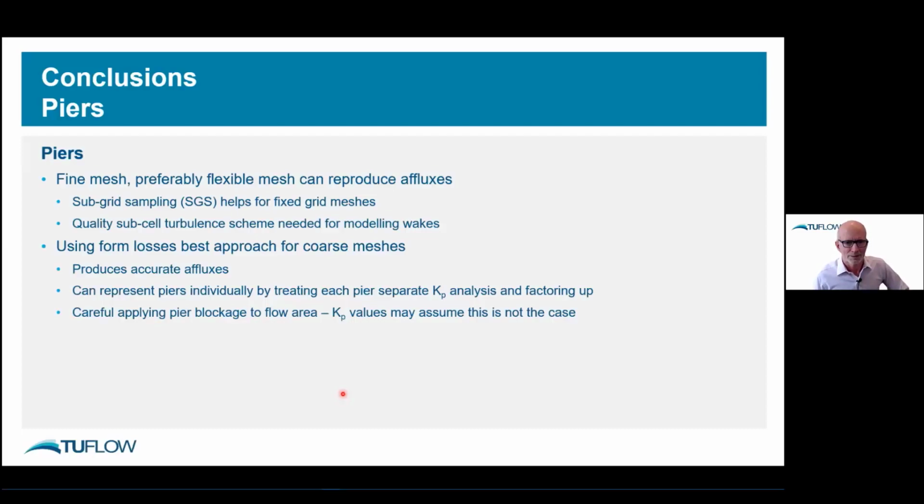If your piers are sort of subcell or just across a couple of cells, your mesh is not going to be fine enough to do the flow constriction and stagnation points there. You really need to apply form losses, and there's two different ways of doing it. You can just do the whole waterway using something like the hydraulically bridged waterways KP approach. Alternatively, you can factor up your KP and apply it pier by pier, which will probably give you more flexibility in terms of assessing different piers.